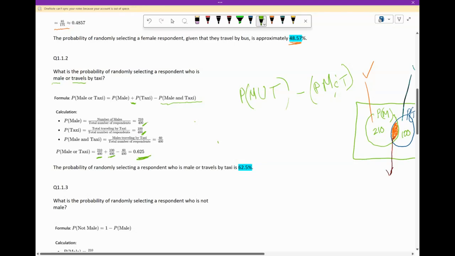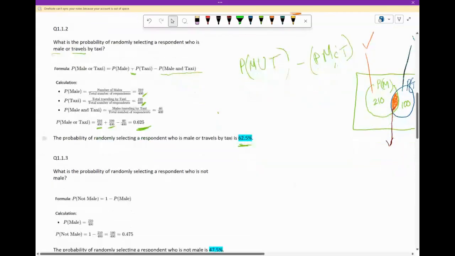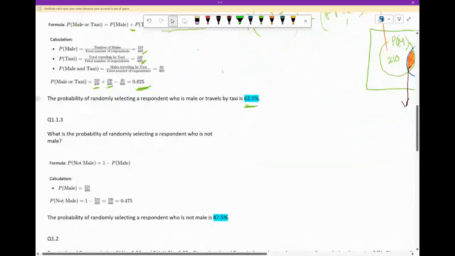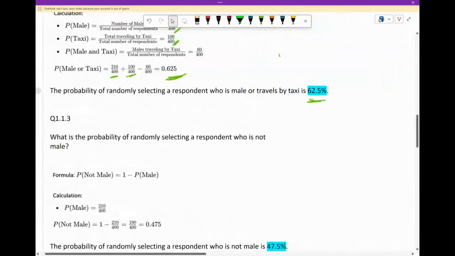So your probability is obviously then going to be 62.5%. Eventually, that is what you're going to come down to once you put in percentage. So let's go to number 3. Number 3, what is the probability of randomly selecting a respondent who is not male?